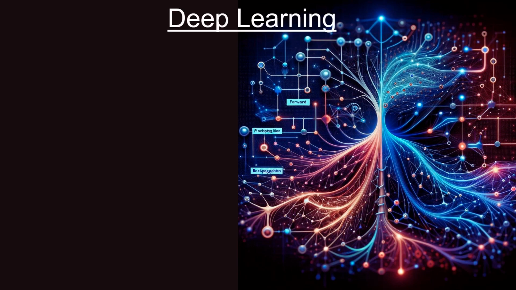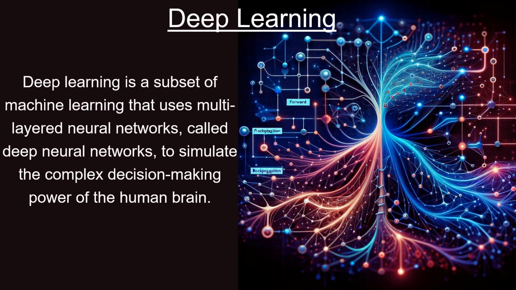Deep learning might sound a bit complex, but it's actually quite interesting. So, what is deep learning? Deep learning is a part of machine learning. It uses layers of neural networks called deep neural networks to mimic how the human brain makes decisions. These networks help systems process large amounts of data, find detailed patterns, and make smart decisions on their own. Now let's move on to explore another exciting topic: natural language processing.